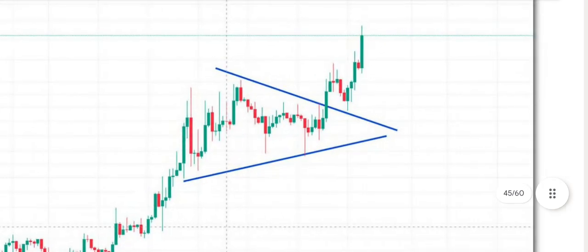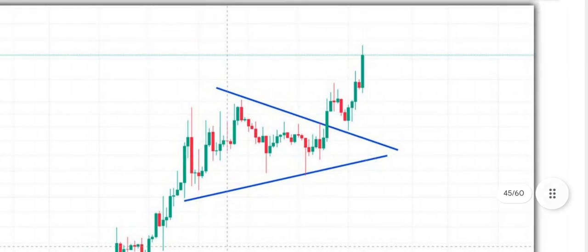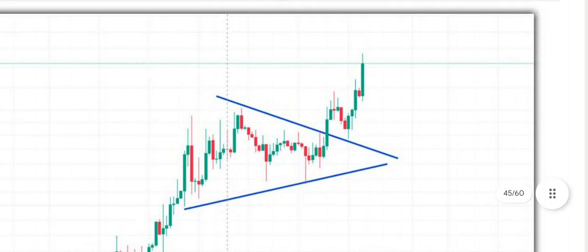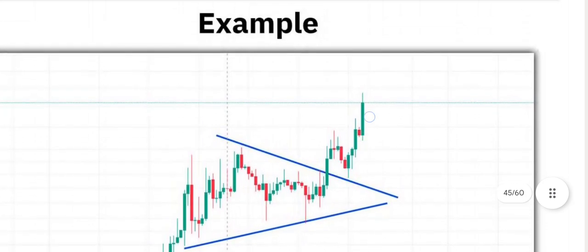Remember we have to wait for a candle confirmation. You see the candle break up the upper neckline and a candle confirmation, and then we have the bullish downtrend.